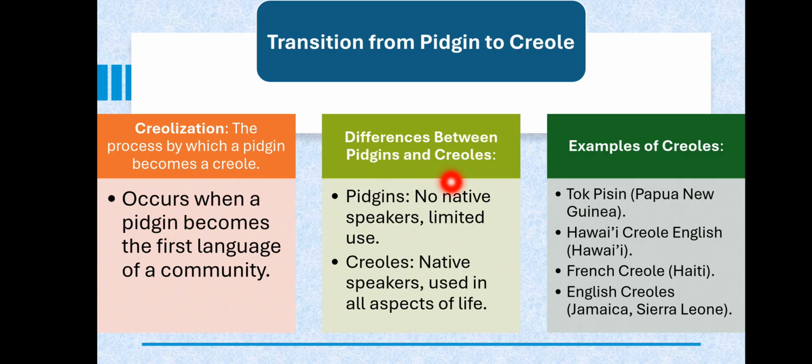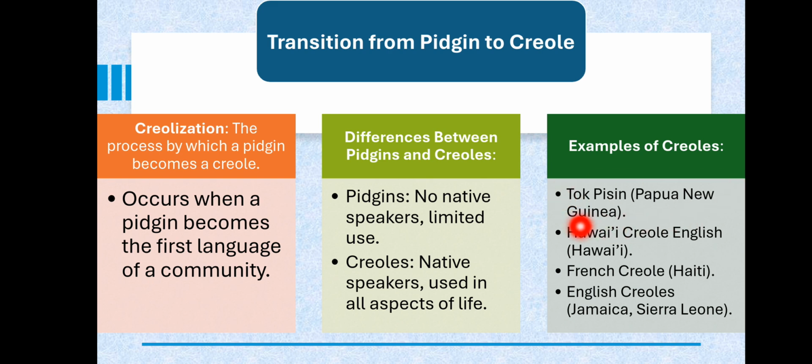Differences between Pidgin and Creole. Pidgin has no native speakers and limited use, while Creole has native speakers and is used in all aspects of life. So Creole is a full-fledged language. Pidgin has no native speakers and limited use, only for the purpose of trade or business. Creole has native speakers and is used in all aspects of life. It has grammatical complexity also.